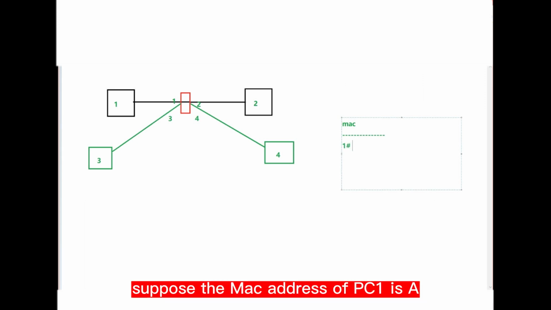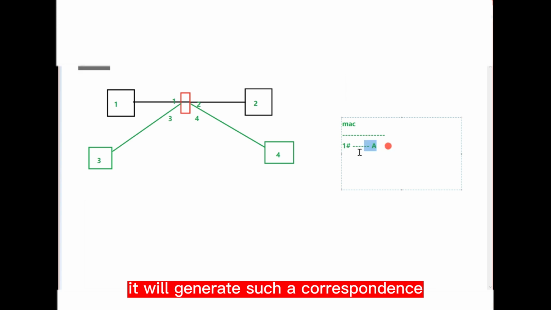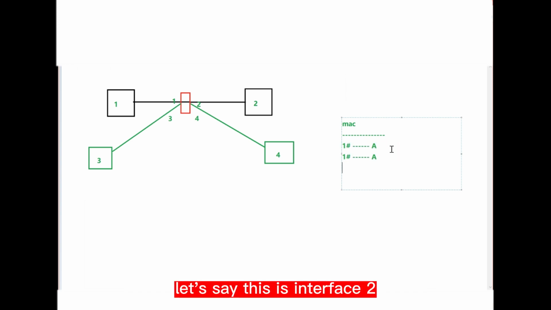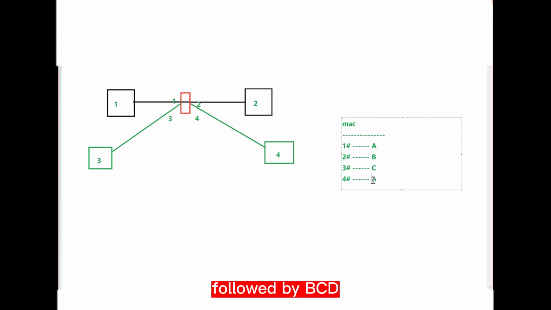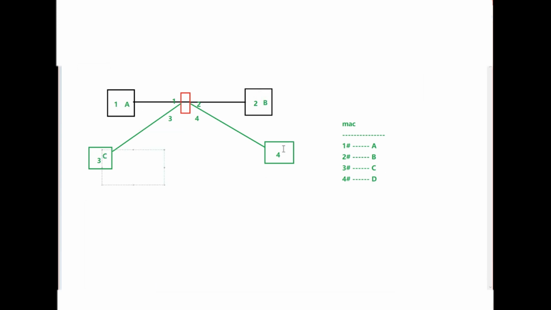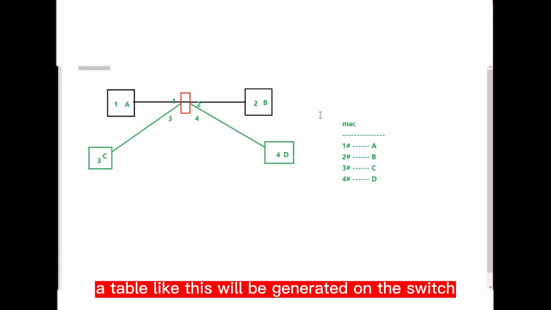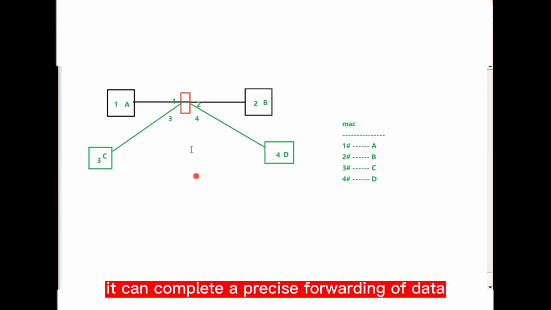Suppose the MAC address of PC1 is A. It will generate such a correspondence. Let's say this is interface 2, interface 3, and interface 4. It is possible to store such information locally, followed by B, C, D. Their MAC addresses are A, B, C, D. A table like this will be generated on the switch. Since it has a table like this, it can complete precise forwarding of data.